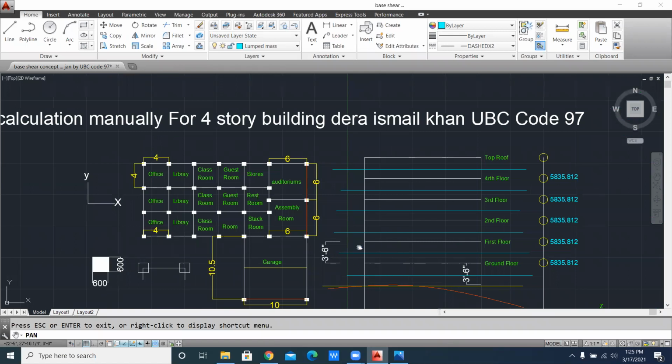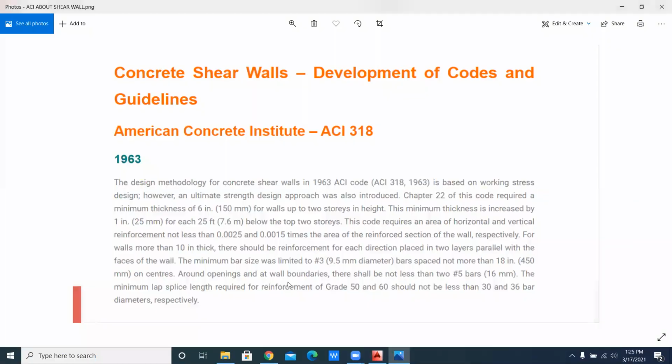Okay, so story height is normally, it is said that this is ground floor, this is first floor, and this is second floor. Our code says that if this is ground, this is first, and this is second, then up to this value you have to take the thickness as 150 mm, whereas when the value gets greater, the minimum thickness is increased by 1 inch, that is 25 mm, for each 25 foot, that is 7.6 meter.